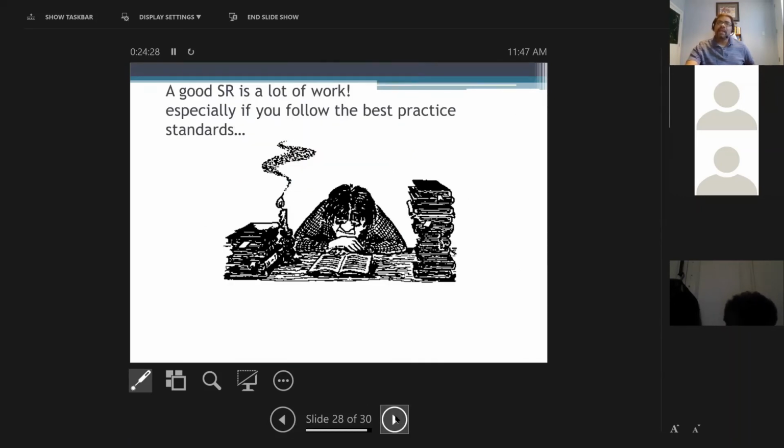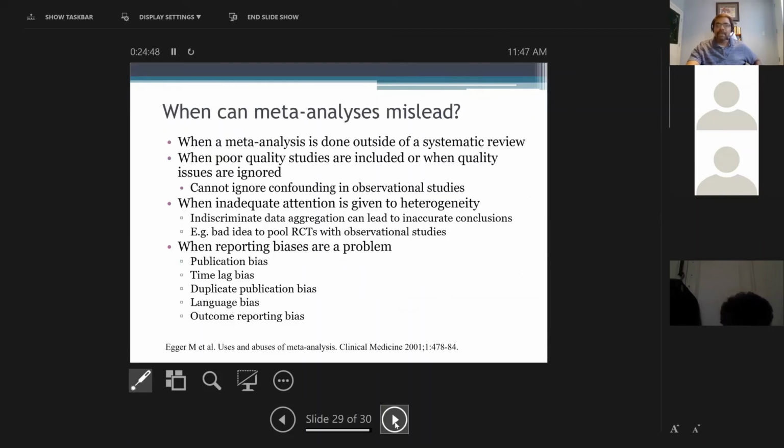So a good systematic review is a heck of a lot of work, but it can also get published in high quality journals. We publish them in Lancet, we publish them in Annals, and they often are very influential in making a decision on what to do with a particular intervention or test. Then just to wrap up, meta-analysis can sometimes be misleading.